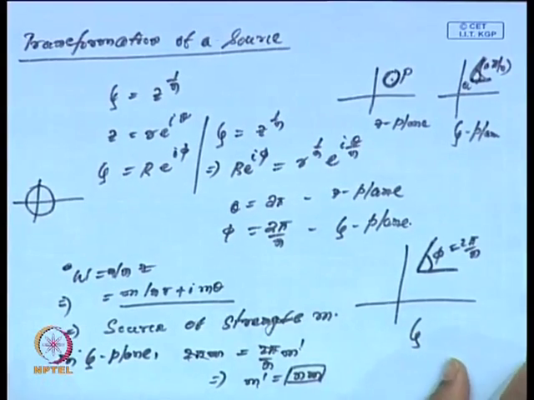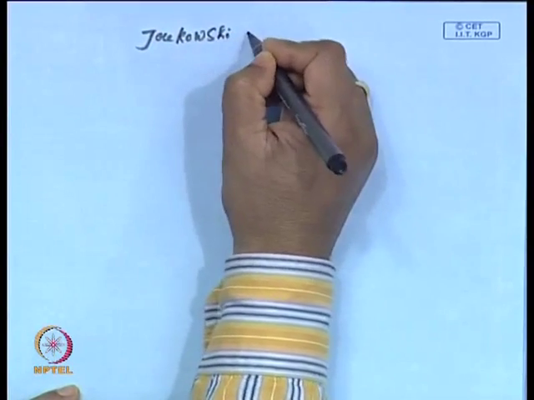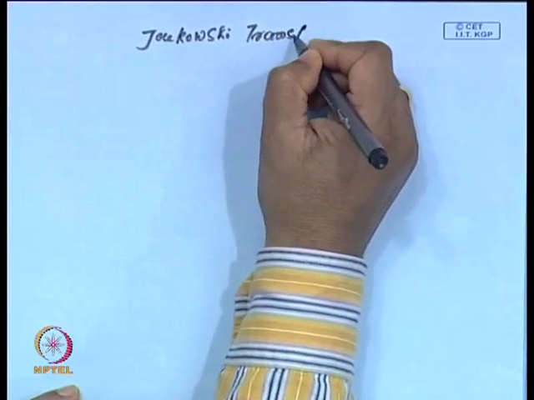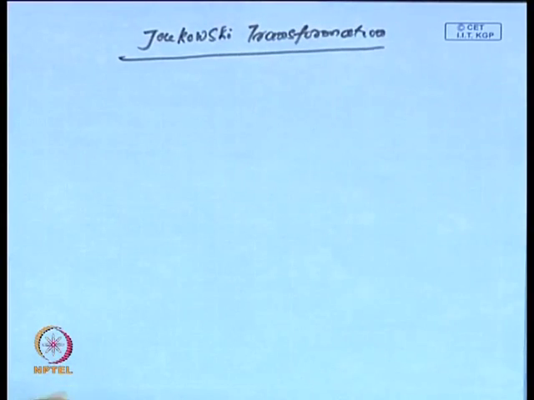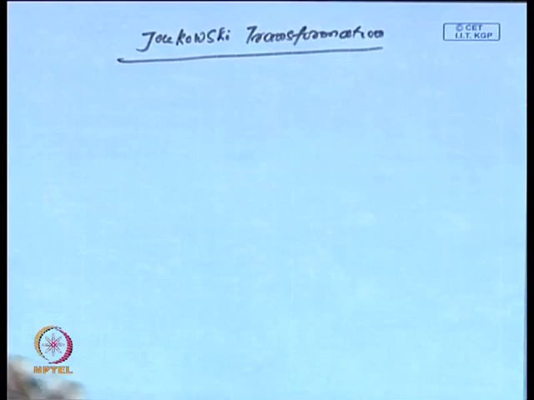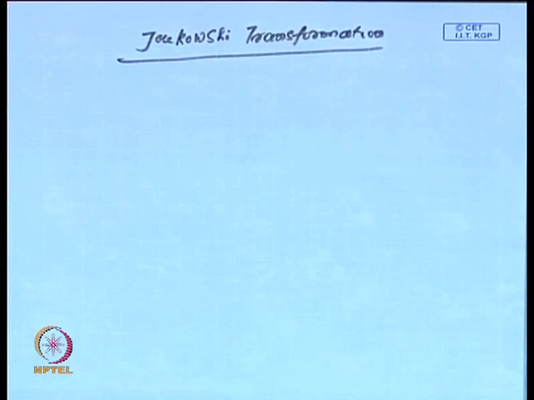Now, with this understanding and a few examples on conformal mapping, that means how we relate one point in one plane to another point in another plane, one of the very important transformations we will talk about is called the Joukowsky transformation. It is one of the very simple and important transformations, and it was developed by the Russian mathematician Joukowsky.